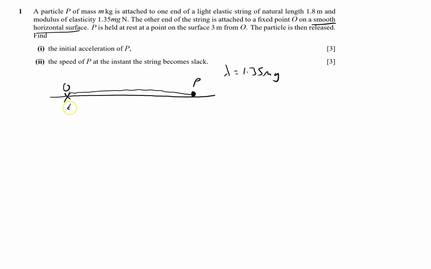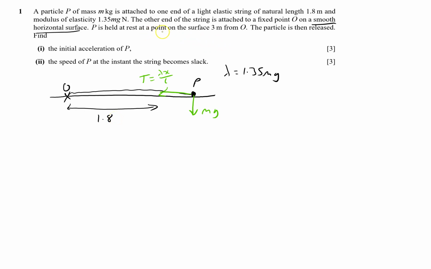We've got natural length 1.8, and mass m, so weight mg. And we've got tension, which equals lambda x over L. Lambda's that, and that's L there.